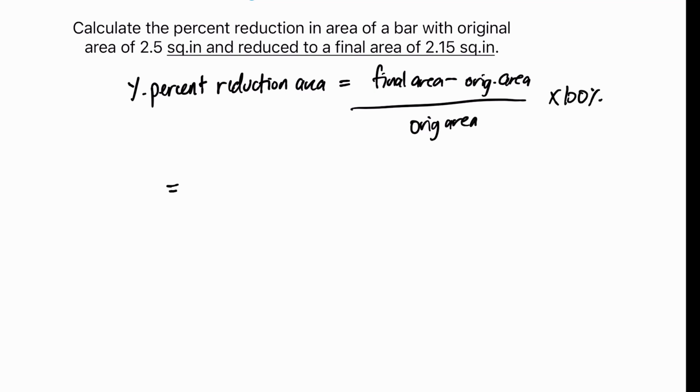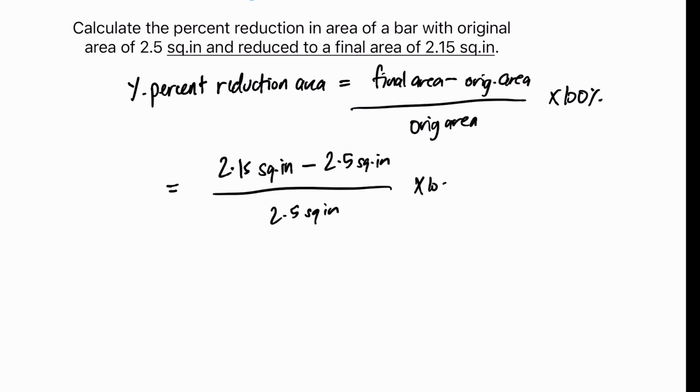So the final area here is 2.15 square inch minus the original area 2.5 square inch, all over 2.5 square inch, times 100%. Never mind the negative value that you'll receive here because it is a reduction, meaning a reduction will automatically give you a negative value. So 2.15 minus 2.5 over 2.5, times 100%, that is a 14% reduction in area.